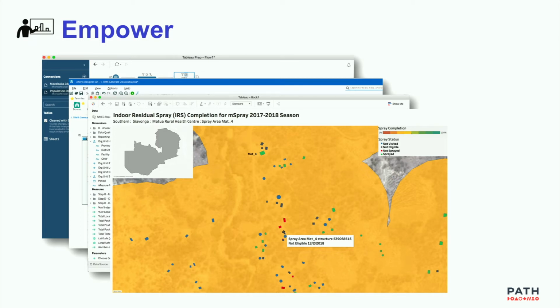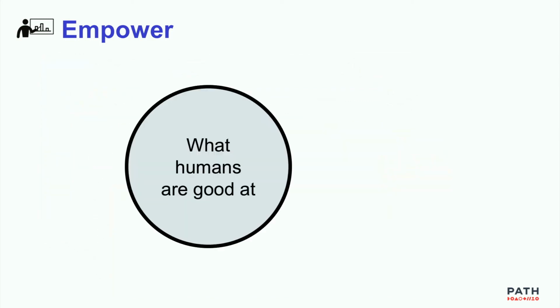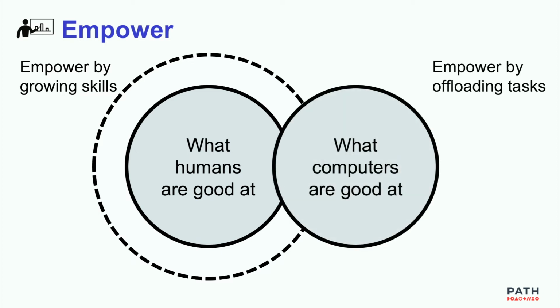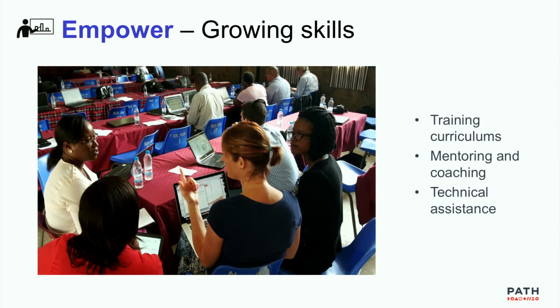And when we think about that, okay, what are the tools good for? What are people good for? So we want to look at what are humans good at and how can we grow skills on their side, and then figure out what are computers good at and what are things we can offload from the humans that are working too hard onto those.